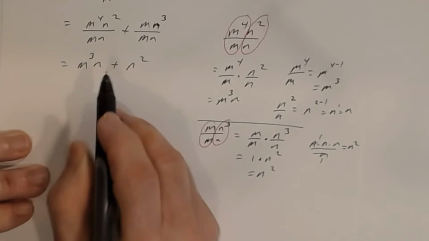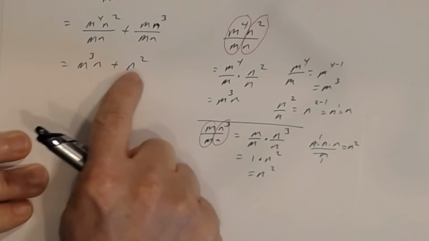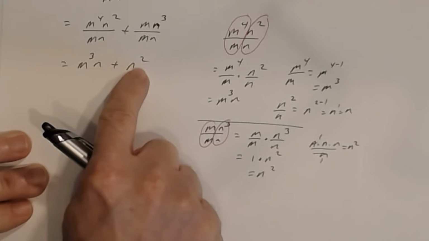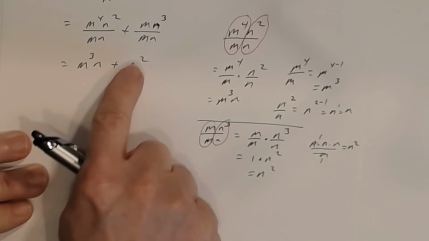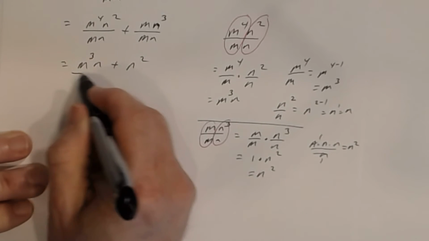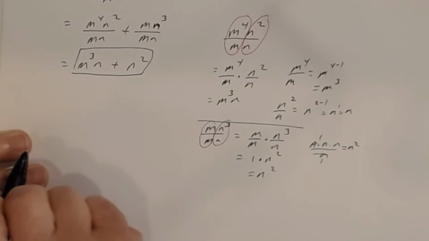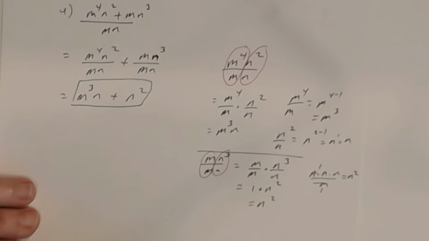You can't combine those. Make sure you understand that those are not like terms because this has variable n in it and this has a variable m in it. So those are not like terms. Also, this has 2 factors of n. This only has 1. All right, so that's your answer. You're done. There's nothing else you can do. All right, so that's number 4.